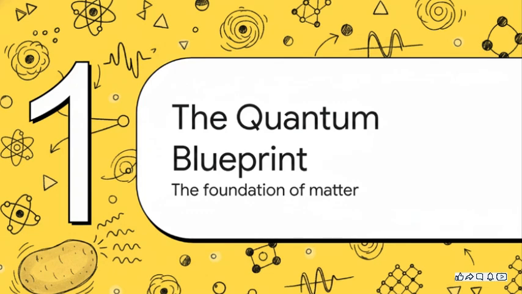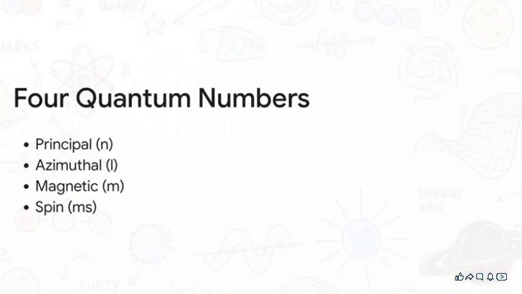Section 1. The quantum blueprint, the foundation of matter. Okay, let's dive into this. To build an atom, you have to arrange electrons around a central nucleus, but they can't just float around wherever they feel like it. Their entire existence is strictly governed by 4 quantum numbers. You can kind of think of these as the ultimate microscopic coordinate system.